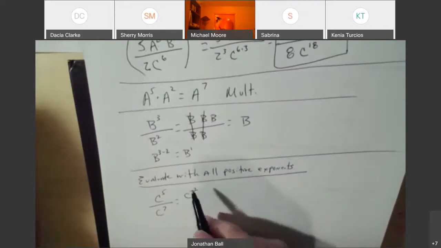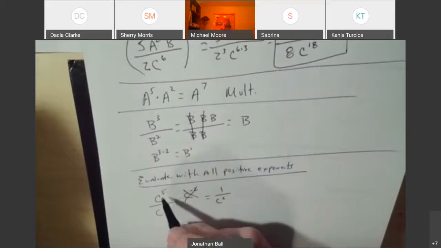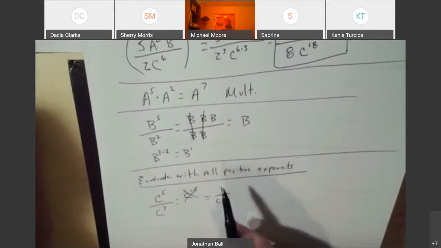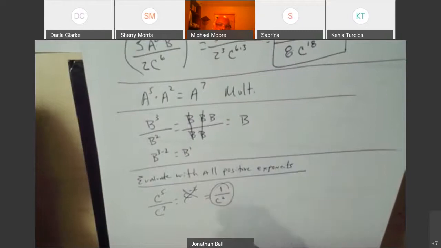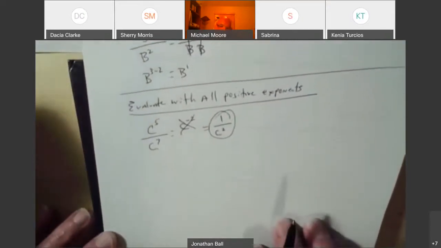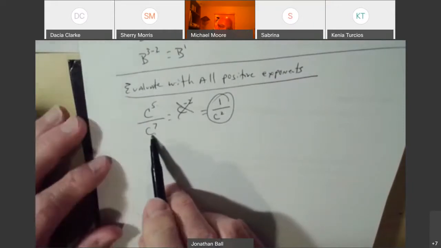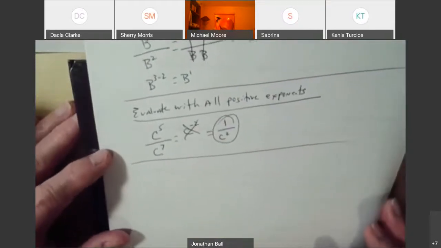Well, this is not a positive exponent. This is going to be equal to 1 over c squared, 7 minus 5. There's 7 c's on the bottom, in the denominator, and 5 in the numerator, so we're going to subtract them. But the majority of the variables are on the bottom. And we'll learn how to deal with this in just a minute.